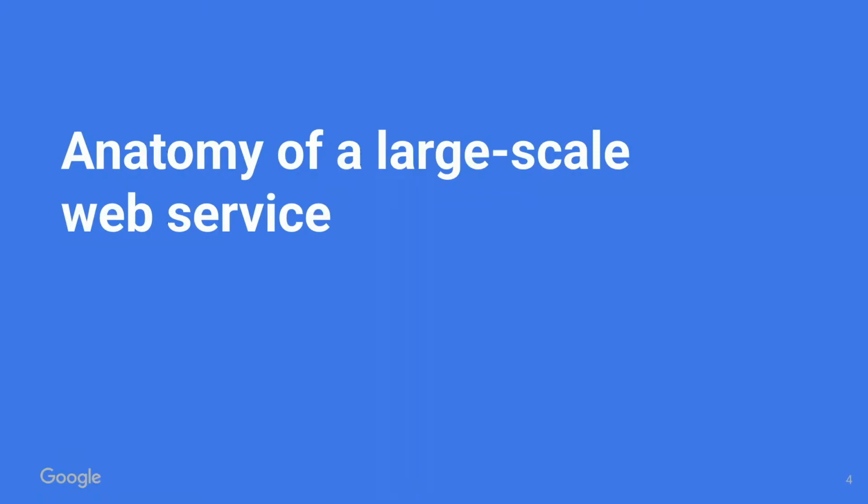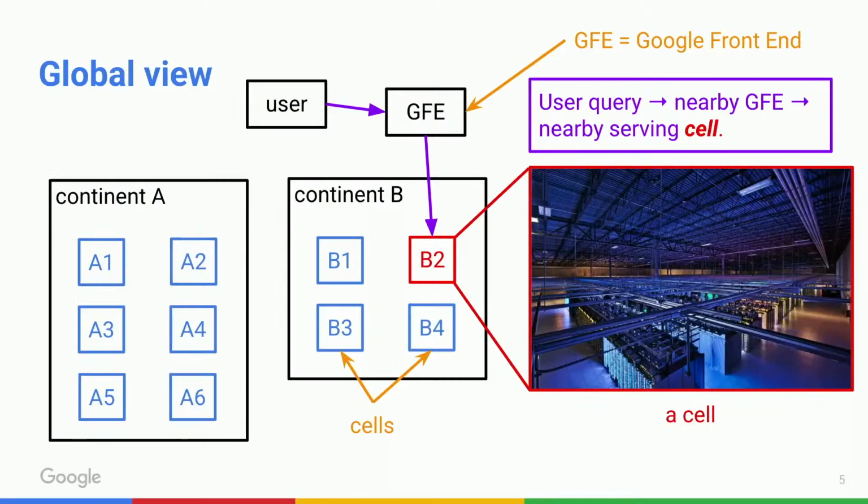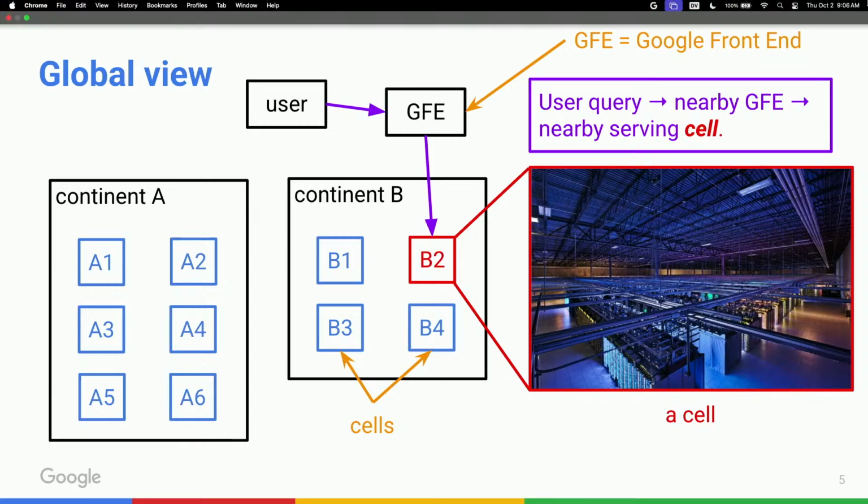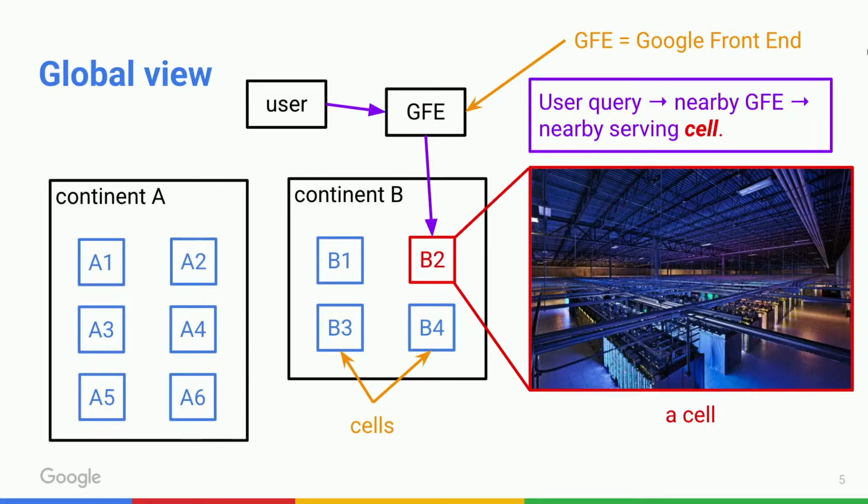What does a large-scale web service look like? Things like web search, YouTube, et cetera. All right, so here's the user sitting up here somewhere in the world. He sends his query to a nearby GFE. GFE stands for Google Frontend. And so we got many, many of these throughout the world. And the Google Frontend is going to figure out some Google data center to send the query to nearby. So typically on the same continent, if it can.